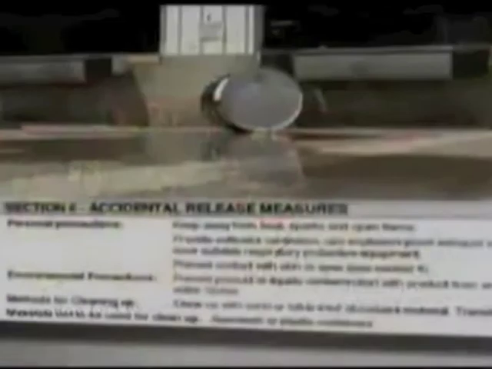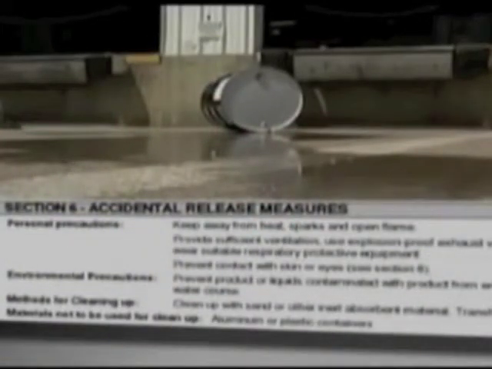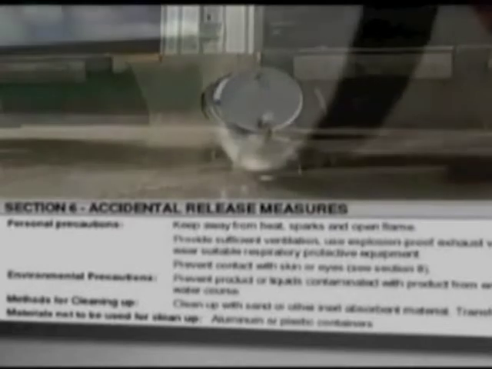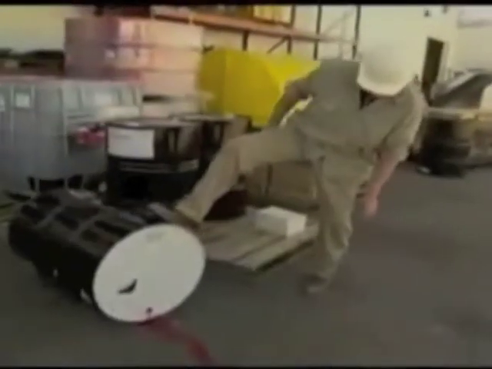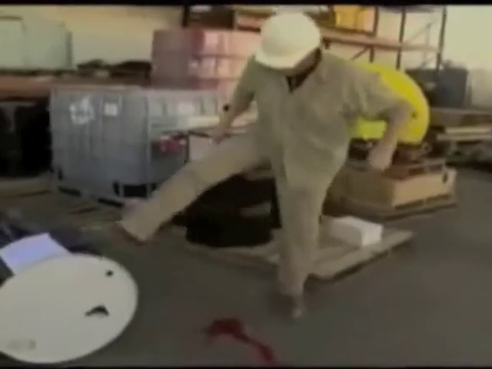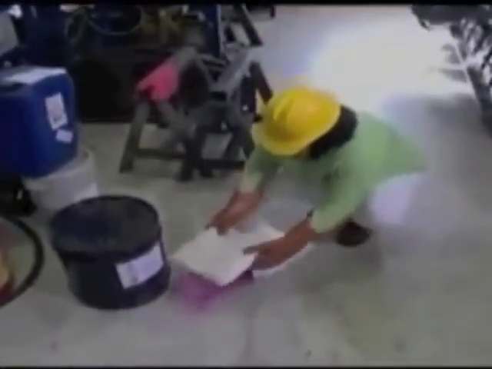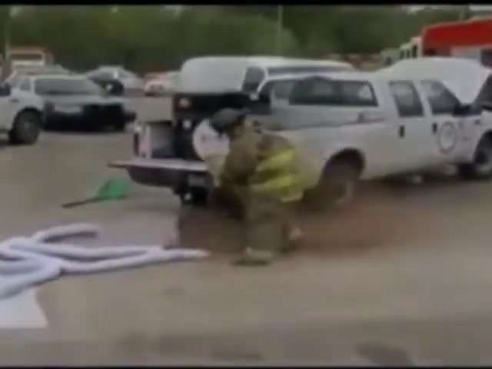The sixth section has accidental release measures. This section is for persons responding to an uncontrolled release, an emergency response situation. This section has directions and the materials needed for safe containment and cleanup of the spill, often showing different procedures for small and large spills.